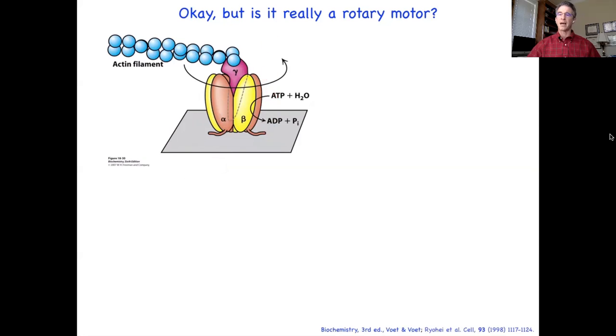And you can look at things within a couple hundred nanometers of that surface. Now, if you had fluorescently labeled to try and see what was going on in the F1, you wouldn't see anything, you'd just see a spot, right? You're limited by diffraction. But what Yoshida did was something very clever. He realized he could make a covalent modification of the gamma stalk right at the tip, and he could couple to that an actin subunit.